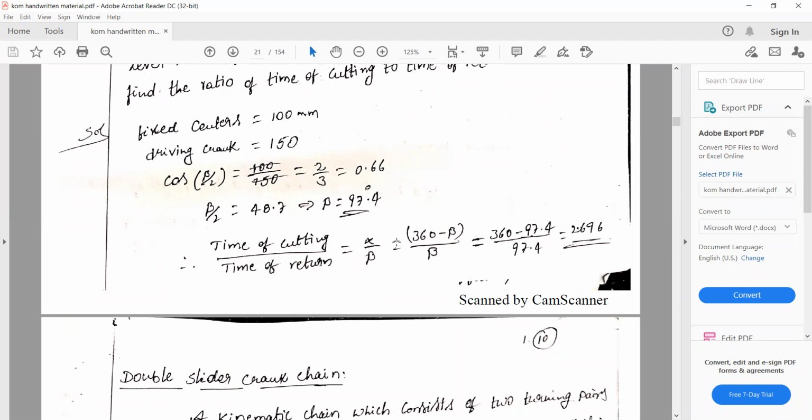How? The cutting stroke is alpha by beta. This alpha is also written as 360 minus beta by beta. So that equals 360 minus 97.4 by 97.4. When we make the calculation, the value arrives at 2.696. That is the ratio of the time of cutting stroke to the time of return stroke.